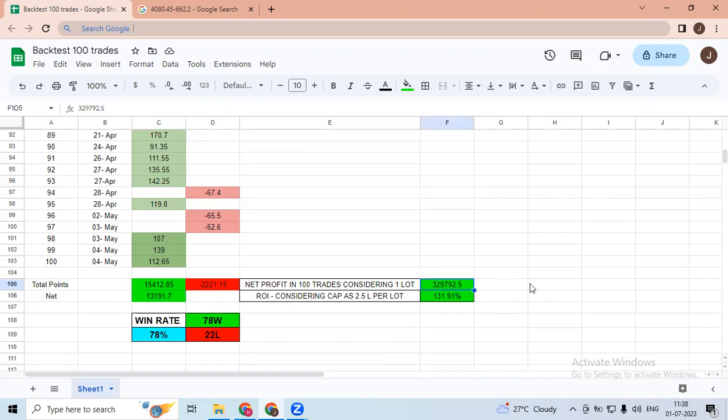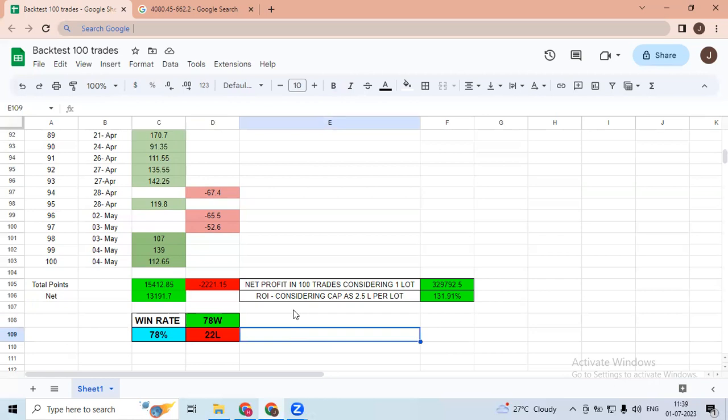Now, if we are considering this, then the net profit which we made in 100 trades is 3,29,792 rupees, and the ROI on 2.5 lakh capital within a span of 3 to 4 months, sorry, within a span of 4 months, is 131%. The number of winners is 78 and the number of losers is 22. So the win rate becomes 78%.